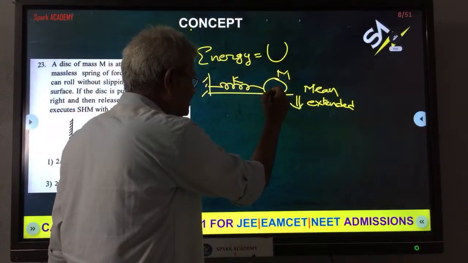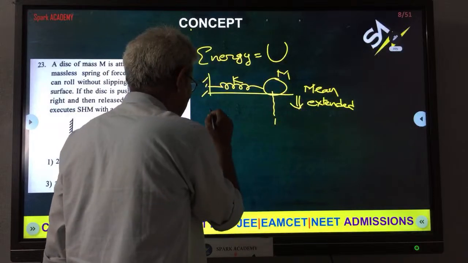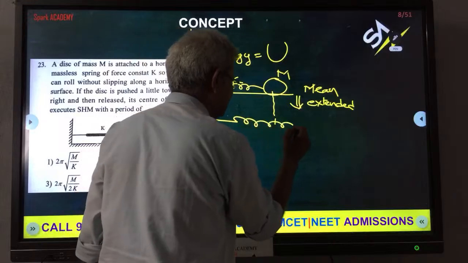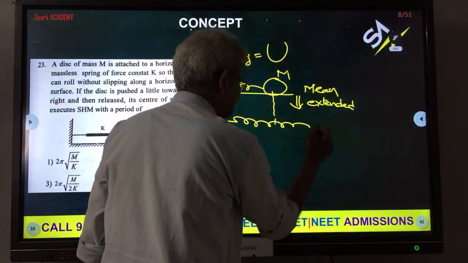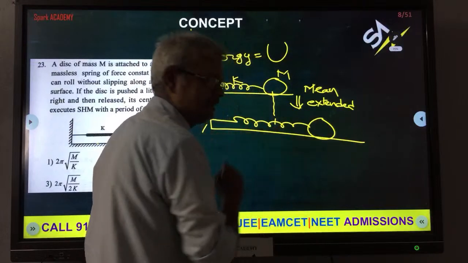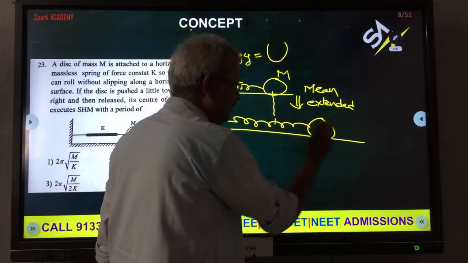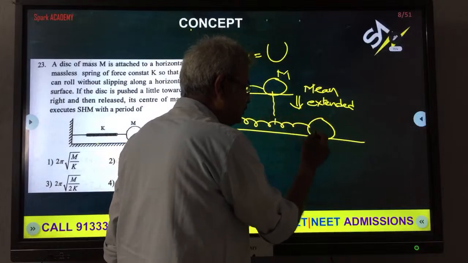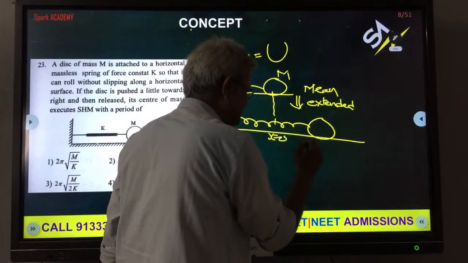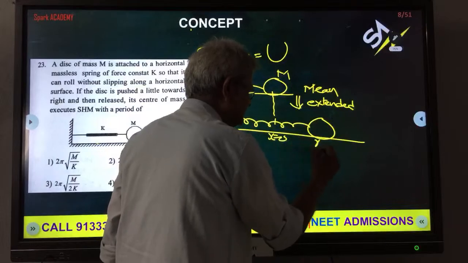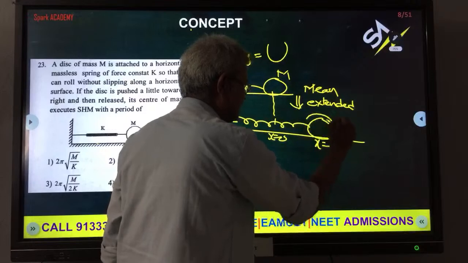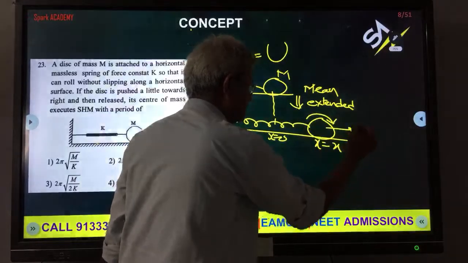So that means from this mean position, the spring is getting extended. By how much, we will see. The spring got extended like this. Now you have left it. When you have left it, it is moving to and fro. At a given instance, we will take this as x is equal to 0, and this as x is equal to x. And it has rotational as well as translational motion.